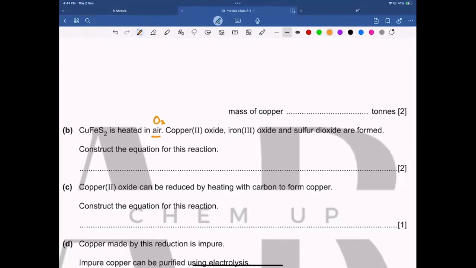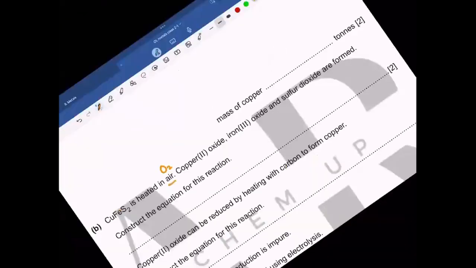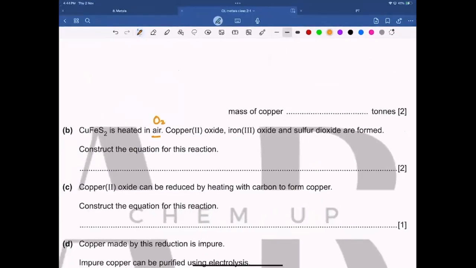Who is done with the equations? CuFeS2 is heated in air. It means our one reactant is CuFeS2 and the other reactant is oxygen. Now read, copper 2 oxide, iron 3 oxide and sulfur dioxide are formed. So copper 2 oxide: copper has a 2 plus charge, oxide has a 2 minus charge. So its formula is going to be CuO, right? Copper 2 oxide is formed.